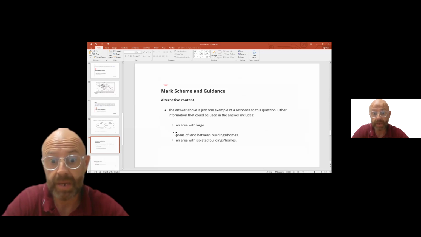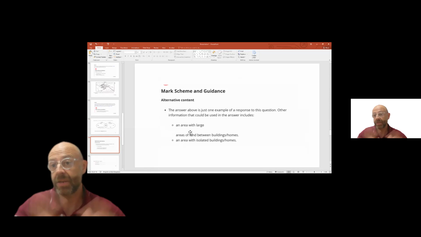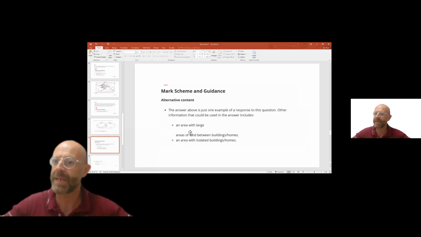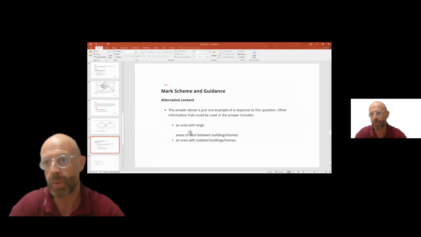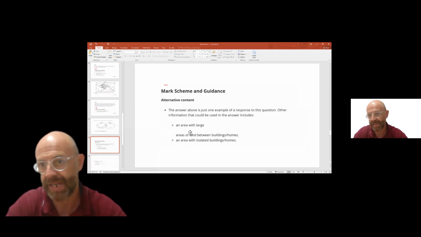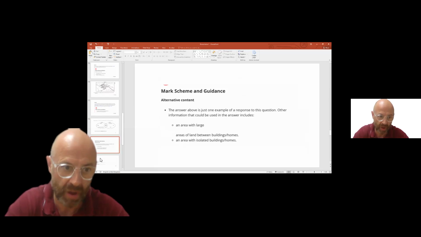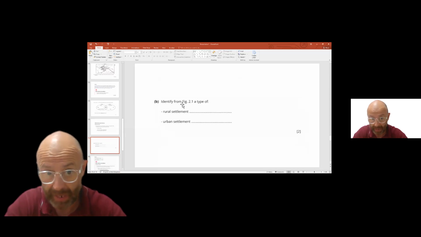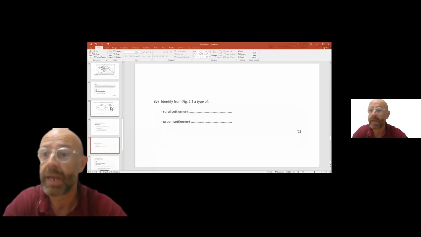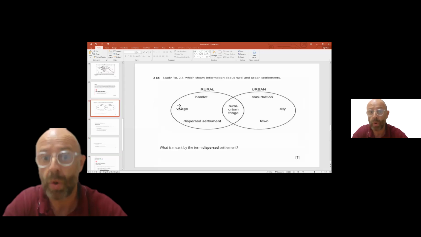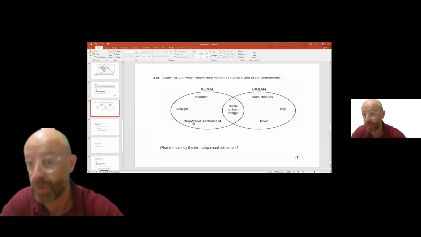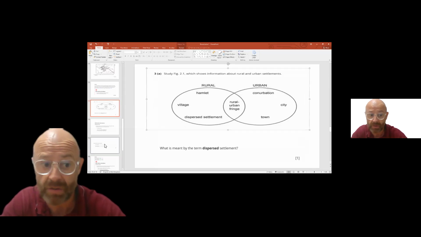It's an area with lots of land or space between homes, usually farmland. There's a lot of area between homes or houses, usually because of farmland. Using that Venn value diagram again, identify from figure 2.1 a type of rural settlement, countryside, agriculture, rural. We come back here, and all you've got to do is, well, it could be the hamlet or village or dispersed. You just have to be able to read the Venn value diagram.